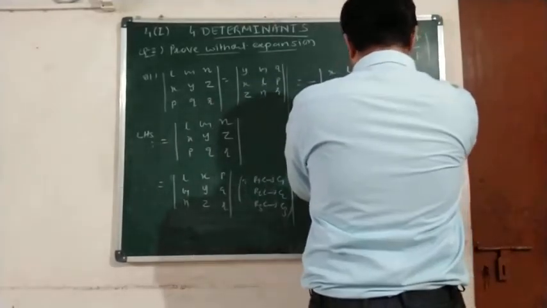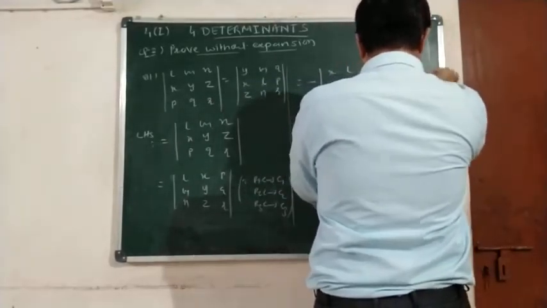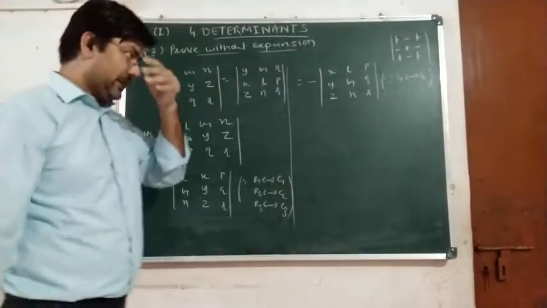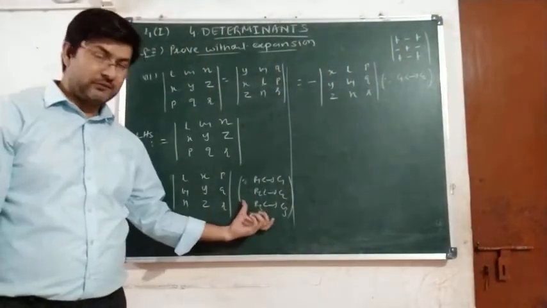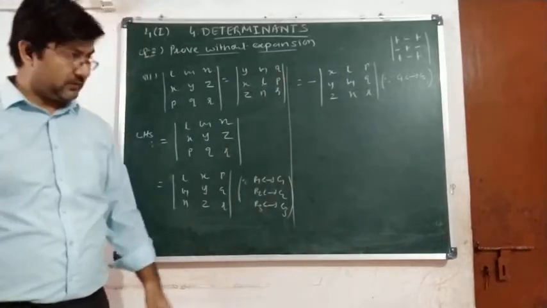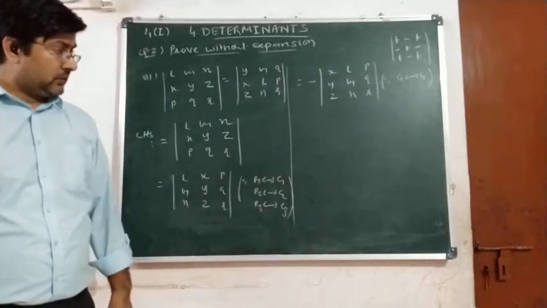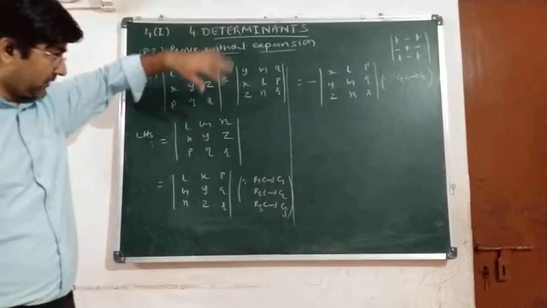Since we have done C1, C2, we have exchanged, yes or no? Clear? It is very compulsory to write the operation which you carry on in each and every step. Yes or no? Clear? So now we have got another step.